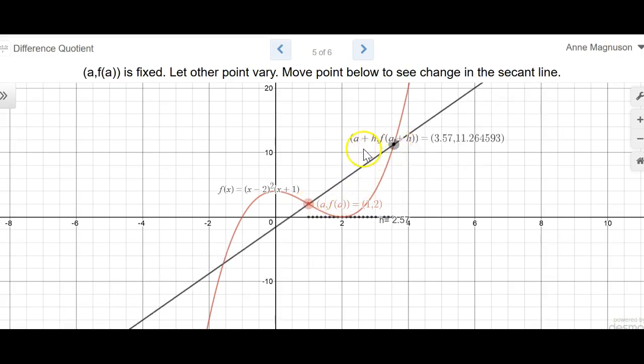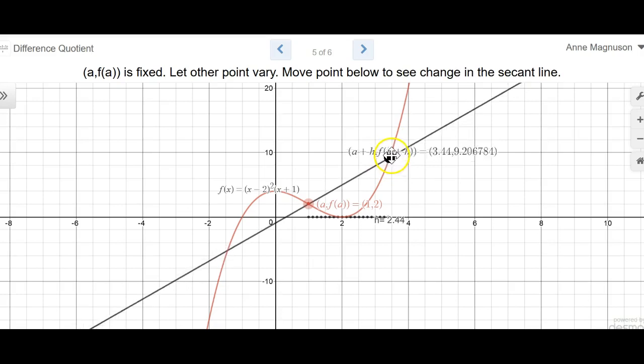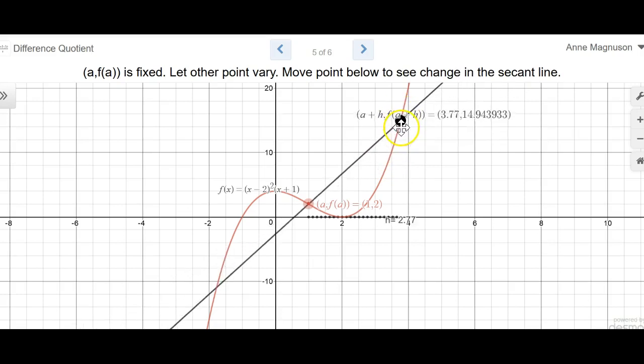Notice the coordinates of this point. The x-coordinate is a plus h, right? Because I started at this fixed point and I move over to the right h units. And its y-coordinate is just f of a plus h. So the difference quotient is going to give me the slope of the secant line that's formed from that fixed point and this other point.